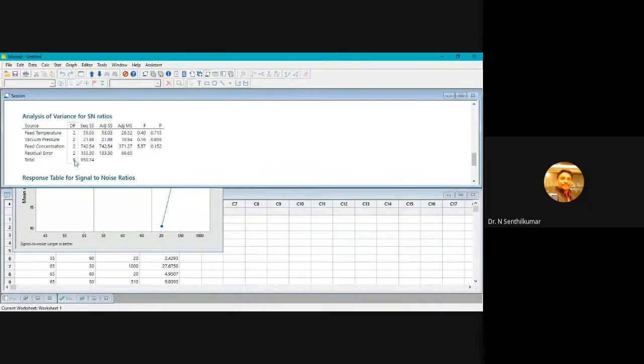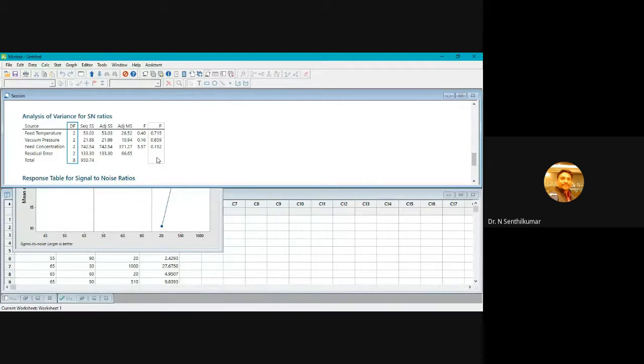Right? So this input parameter for feed temperature, it is degrees of 2, vacuum pressure 2, feed concentration 2. So total is 8. So 8 minus 6, the error is 2. So as told previously, the interaction effect cannot be studied with this L9. That's why we have to go with L27.